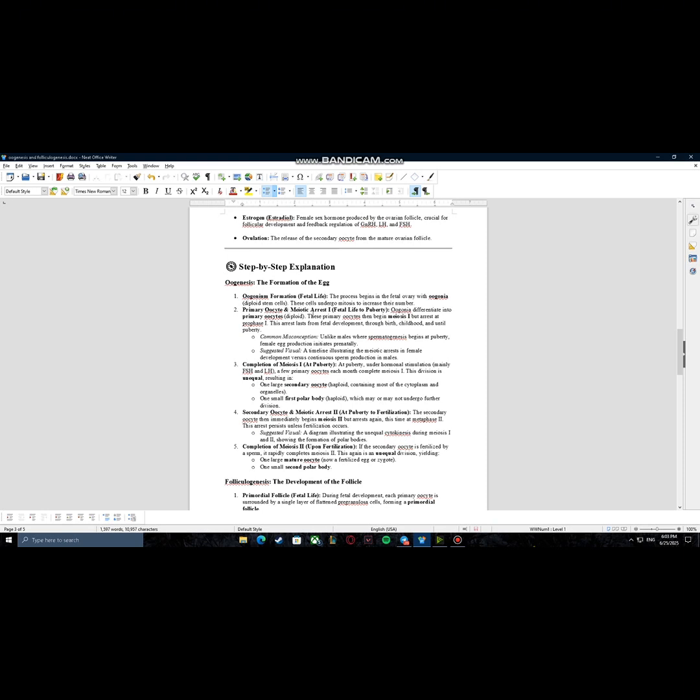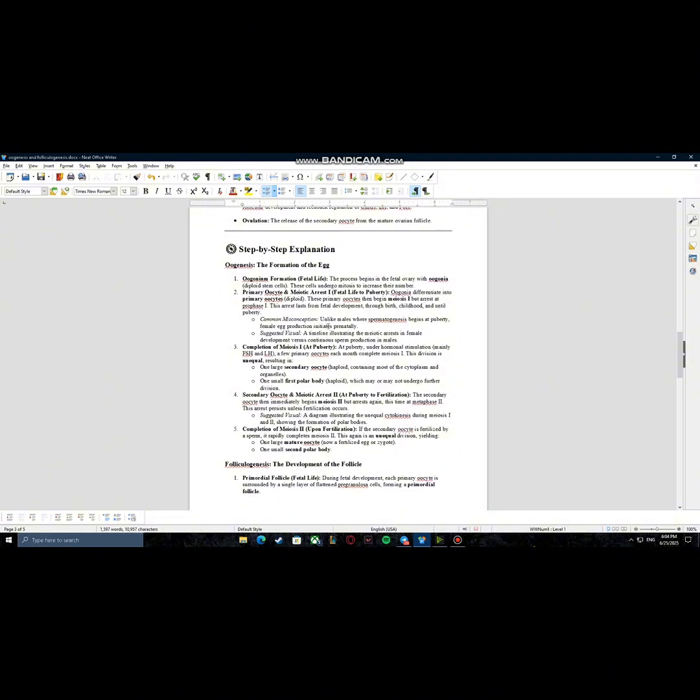Primary oocyte and meiotic arrest, in which oogonia differentiate into primary oocytes, which are diploid. These primary oocytes then begin meiosis 1 but arrest at prophase 1. This arrest lasts from fetal development through birth, childhood, and until puberty. A common misconception: unlike males, where spermatogenesis begins at puberty, female egg production initiates prenatally.